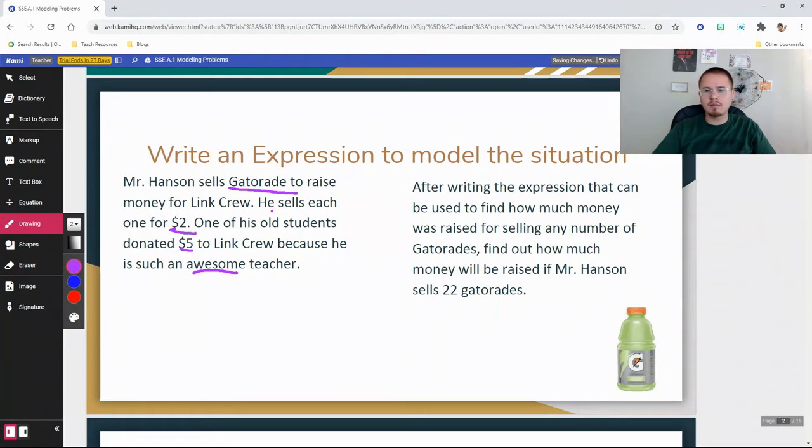Now, in any expression in math, you have to ask yourself, is there something we don't know? Is there an unknown? And in this case, we don't know how many Gatorades I'm going to sell. So that is my unknown. That means I need to define a variable before I just start throwing letters into the mix. So I'm going to use G for Gatorades, and it's going to be the number of Gatorades sold. How many did I sell? How many am I going to get rid of?